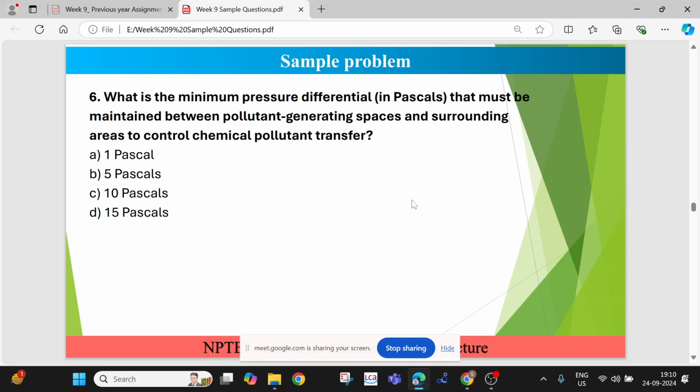And when we are talking about the closed room, then it was mentioned as 1 pascal. If you are able to recall, then if we are talking about the closed room, then at least that was mentioned. But the 5 pascal you have to consider as the right answer for controlling this chemical pollutant transfer. So option B is the right answer, not A. Is it clear?